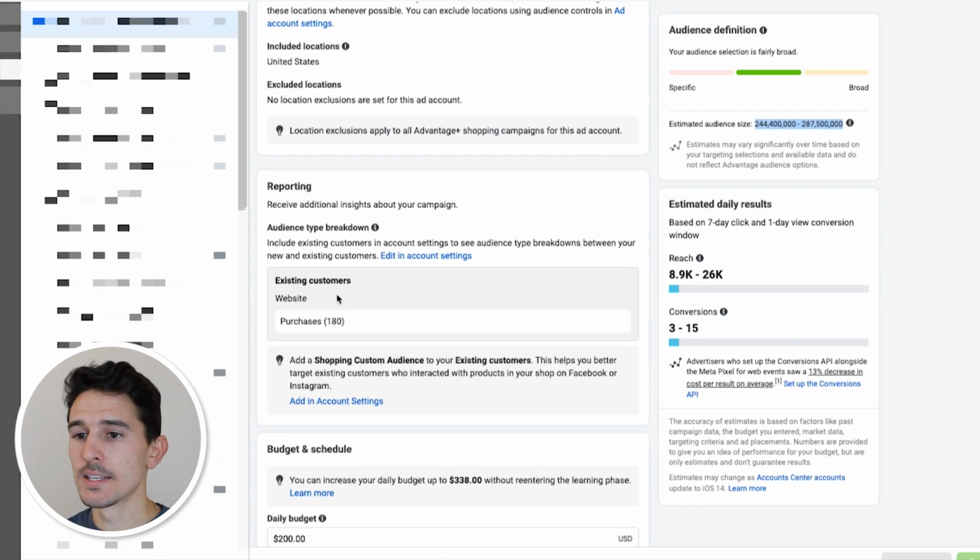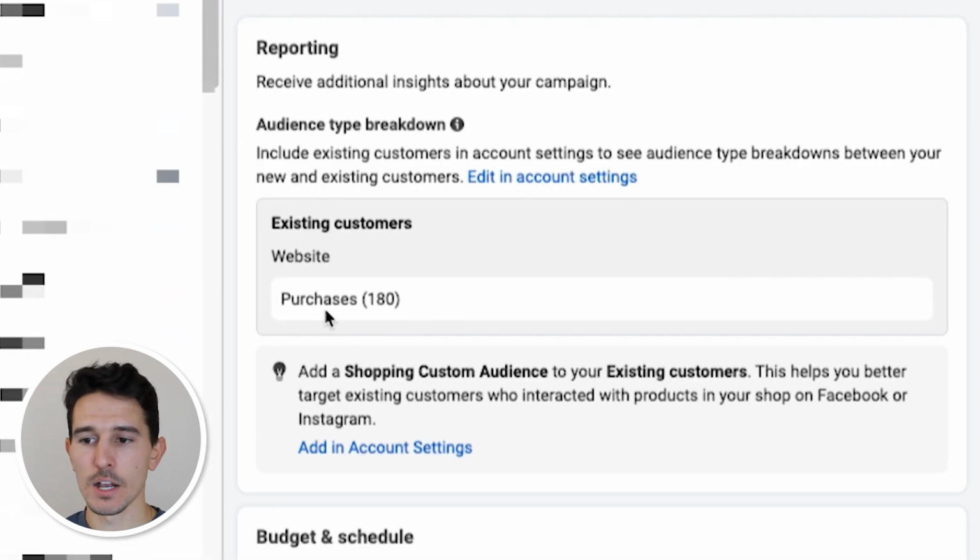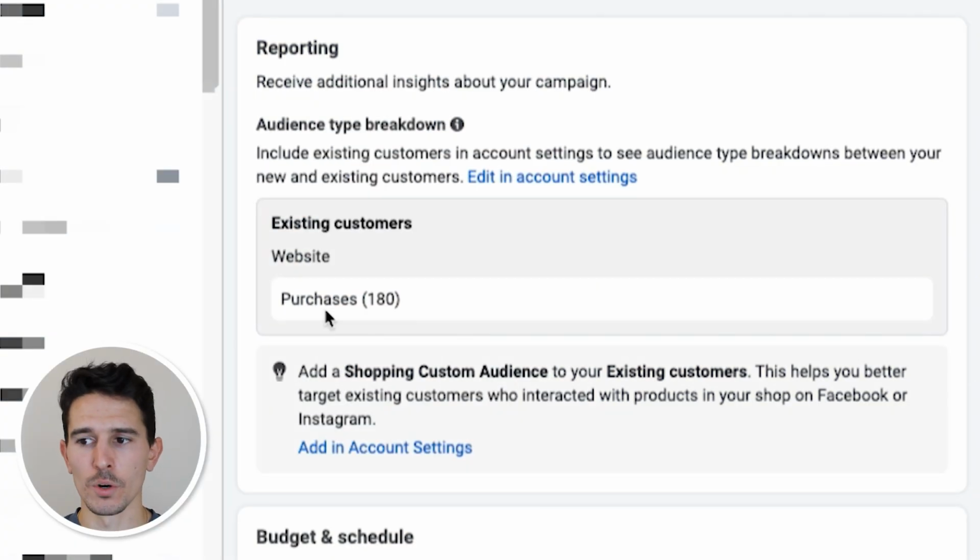All we need to do is specifically break out our existing customers. We exclude our purchasers from this specific campaign. Not really something you need to do if you don't have too many purchasers, but if you do have a big customer base, I would recommend excluding it because this is a prospecting campaign. We don't want it to spend all your money on retargeting or existing customers.